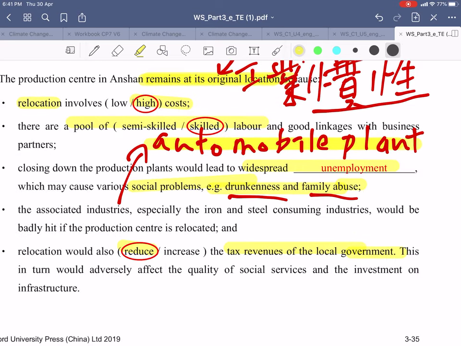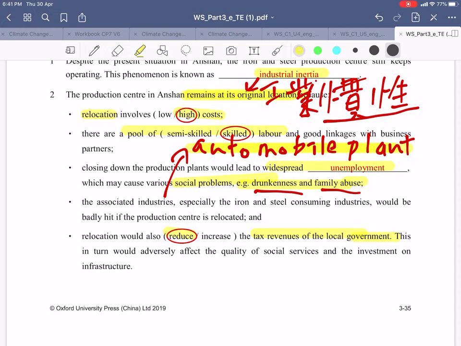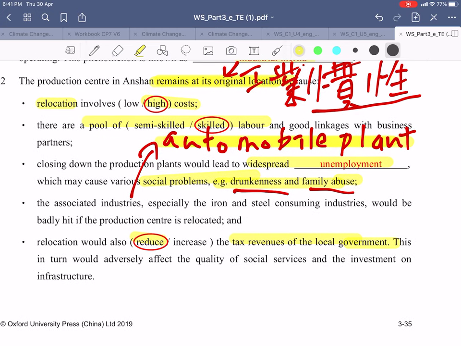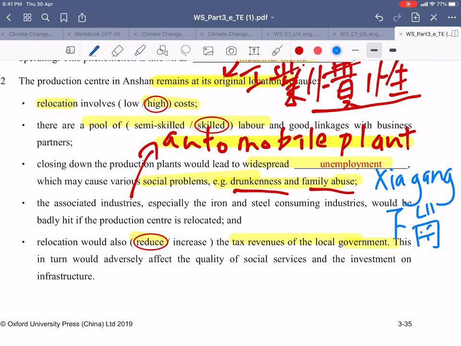Also, closing down of the production plant may lead to widespread unemployment. For example, a social problem. In Chinese, there's a word called xia gang. It's talking about a lot of old industrial plants, just like the Beijing Shougang iron and steel plant, not the one in Caofeidian, but the one in Beijing. It closed, and then the old workers related to the iron and steel factory are still there, and they are not willing to move accordingly. They will finally become unemployed.